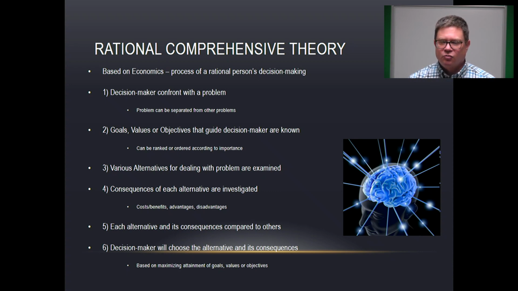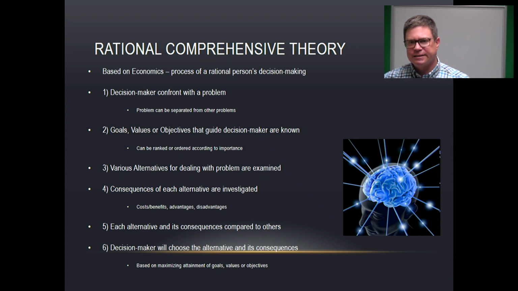Second of all, we sit down and we know what we want to accomplish. So our goals, values, objectives: I know exactly what it is I want to accomplish, who I want to help, how I want to help them, and what I want to see as an outcome. And I have a certain rank order for them, and I know what I want to accomplish.